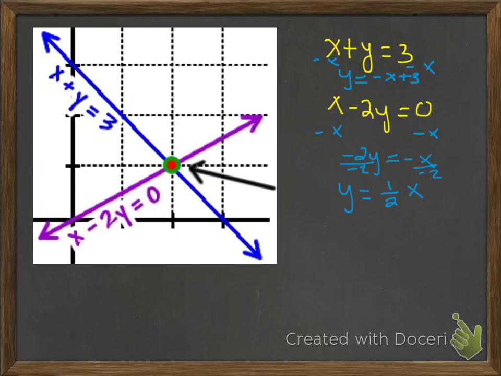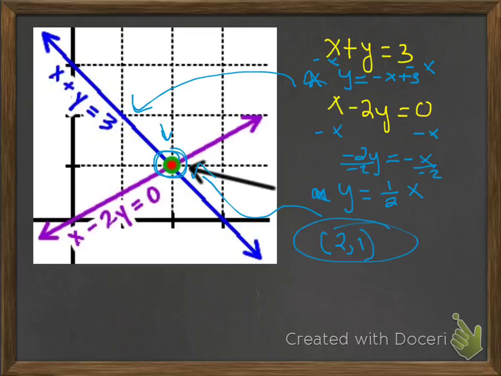So here are my 2 lines, and I've already gone through for you and graphed them out. Once I've graphed them out, I can find their point of intersection by looking at the graph. And this point is (2, 1). So their solution will be (2, 1). So that is the solution of the graph.